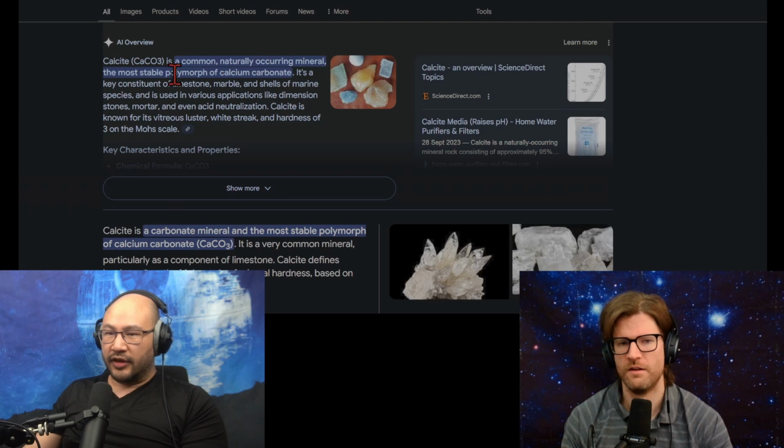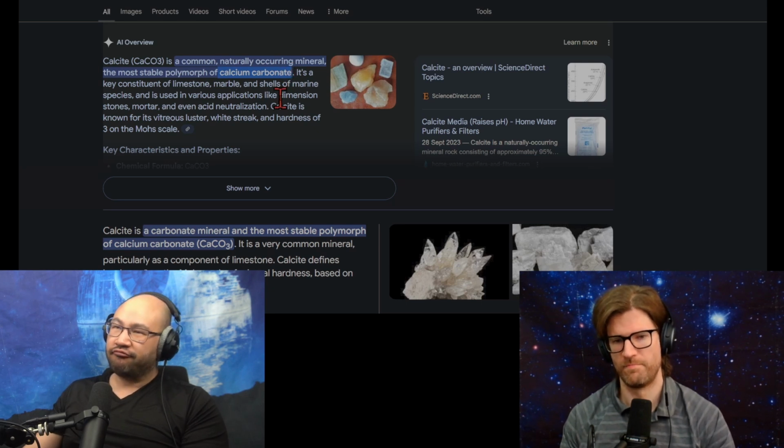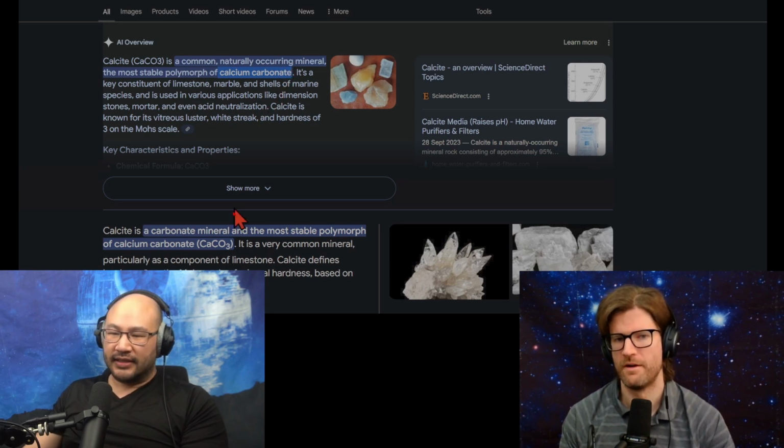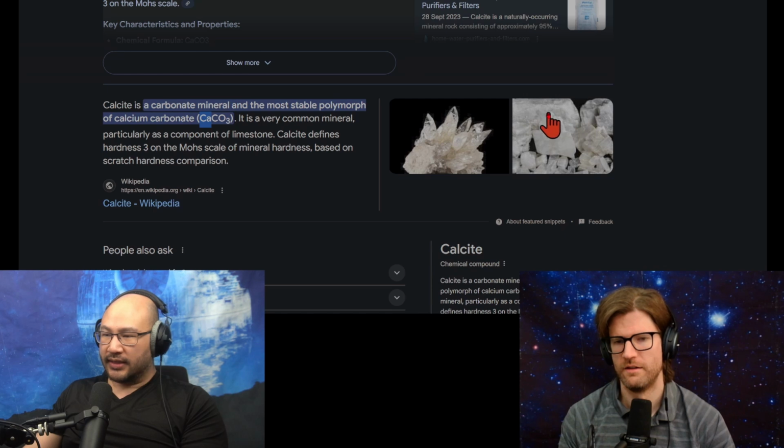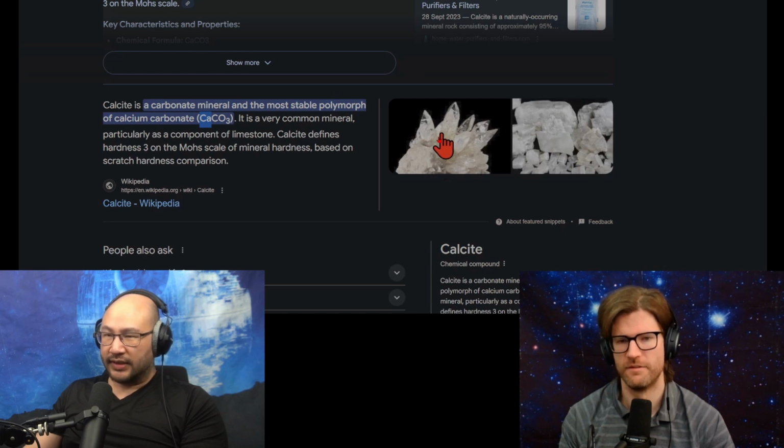Calcite, a common naturally occurring mineral, the most stable polymorph of calcium carbonate. Calcium carbonate, I recognize as chalk. Okay. So it's at least the same chemistry. Let's get a little bit lower. Calcium carbonate, so carbon, 3 oxygens. I guess it can look like this milky white stuff, or it grows as these crystals.